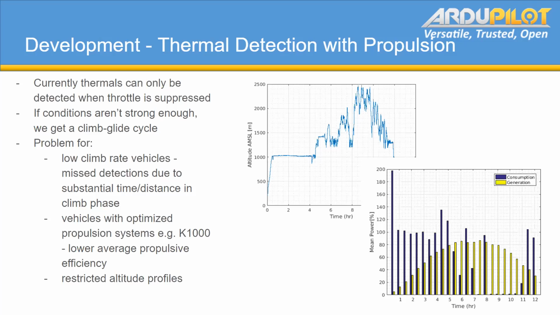And then secondly, for vehicles which have very highly optimized propulsion systems, so the Crescent Down Aerospace K1000 is definitely in this category, we spend a long time designing propellers and optimizing propulsion systems to get a very low cruising power. So the efficiency is optimized at the one cruising condition, which is a steady state, constant altitude condition. And the kind of climb glide cycle is overall less efficient. This actually shows up in some of the data from our 12-hour flight, which you can see here.